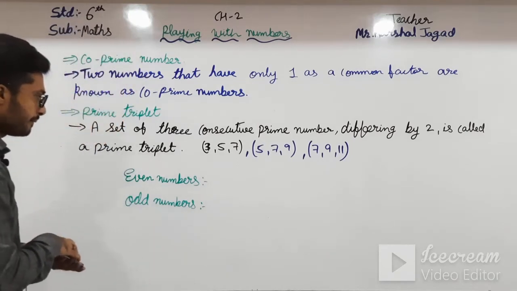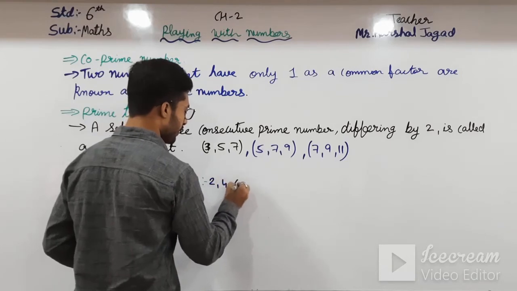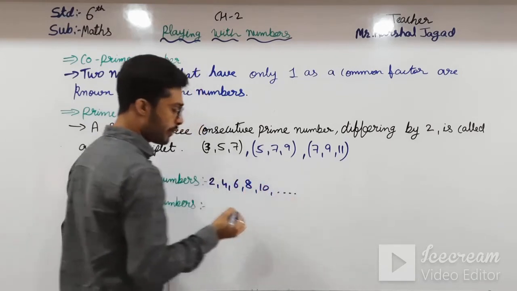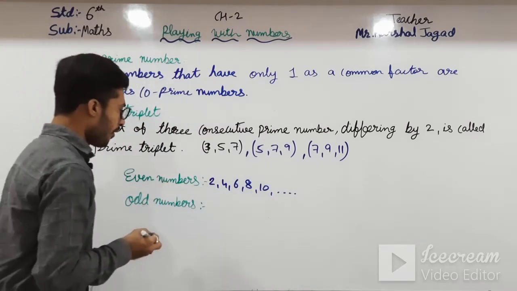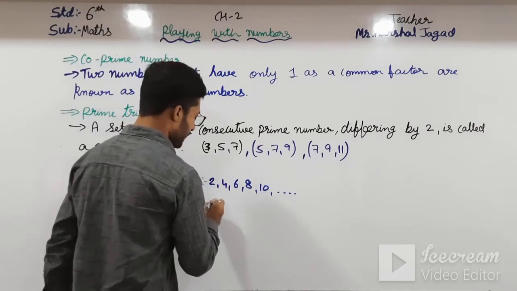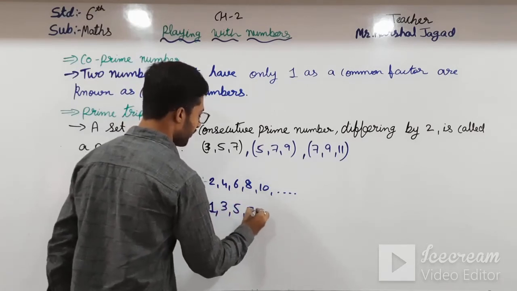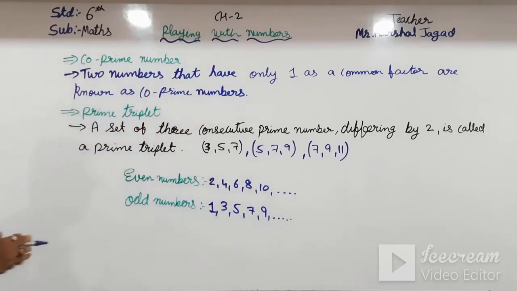See here, what are even numbers? We know that 2, 4, 6, 8, 10 up to infinity. These are the even numbers. And what are odd numbers? That is 1, 3, 5, 7, 9. These are the odd numbers.